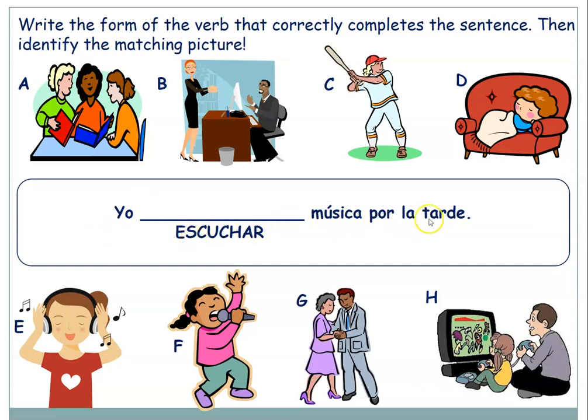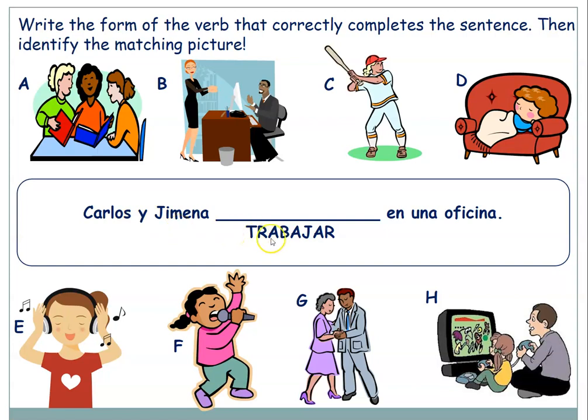Yo blank música por la tarde. I listen to music in the afternoon. I have to change la forma, lo siento. I have to change escuchar to meet la forma yo. I'm going to drop the AR and I'm going to add an O, which is the ending for yo, and this becomes escucho.